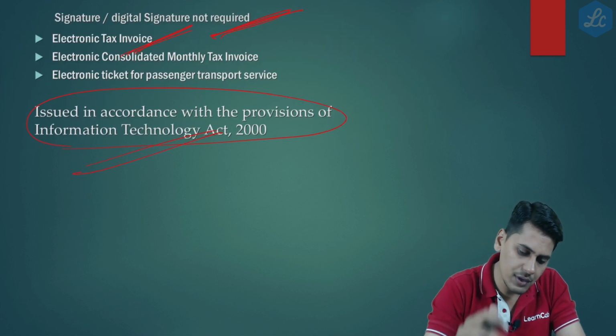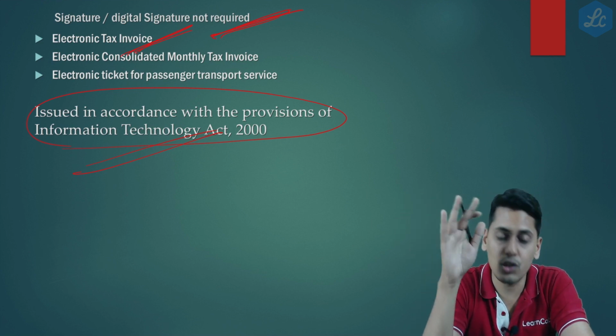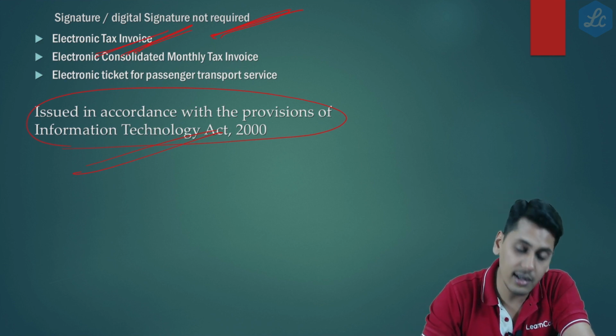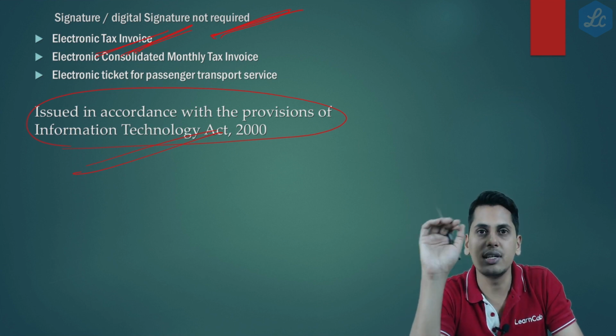We are just linking the provisions. You might have earlier read that signature or digital signature is not required in case of electronic tax invoice. This is the electronic tax invoice. Here the signature or the digital signature of the owner or of the authorized agent is not required.